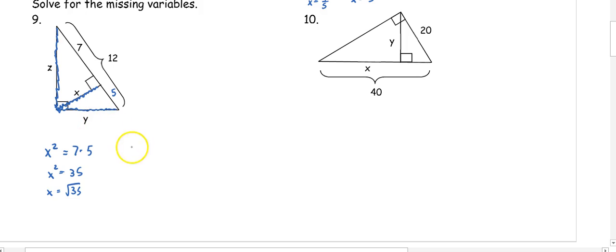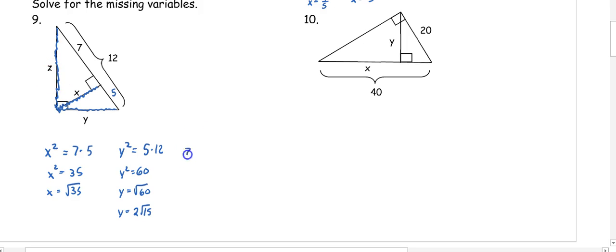Let's move to y. So we would have y squared equals the piece that's closest to y, which is 5, and then the whole side, which is 12. So 5 times 12, y squared equals 60. So y is the square root of 60, which simplifies to 2 root 15.